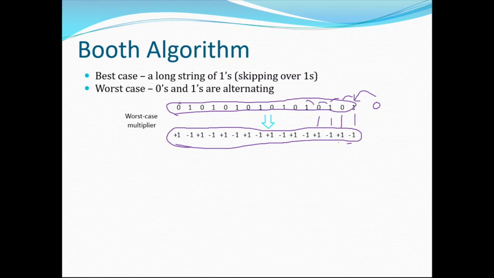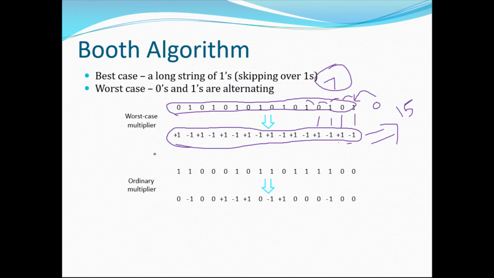This contains how many bits? 1 2 3 4 5 6 7 8 9 10 11 12 13 14 15. 15 bits. In normal multiplication it will have only 1 2 3 4 5 6 7, only 7 additions. But if you apply Booth's algorithm, it will perform 15 additions. So in this scenario, Booth's algorithm performs worse than normal multiplication.